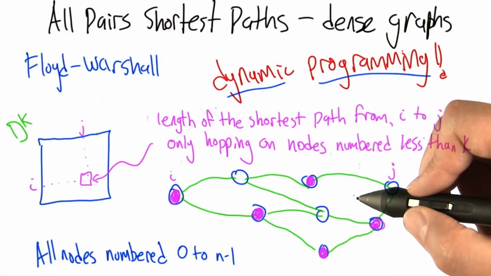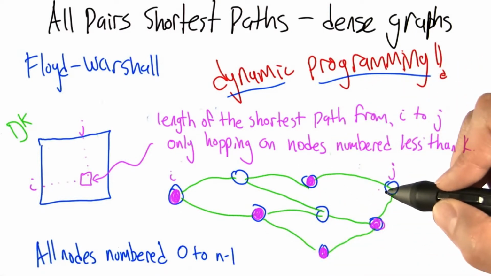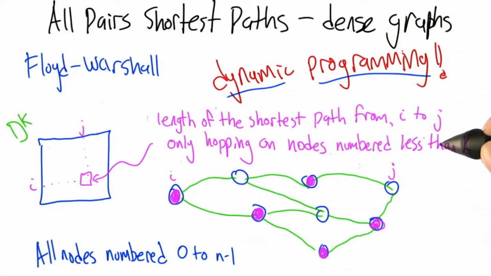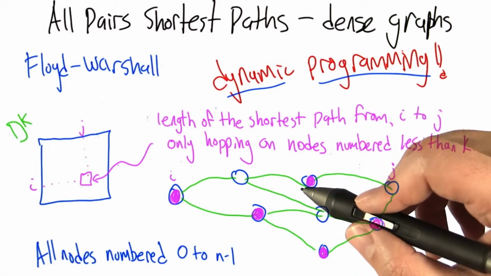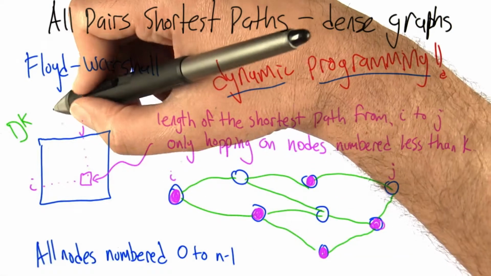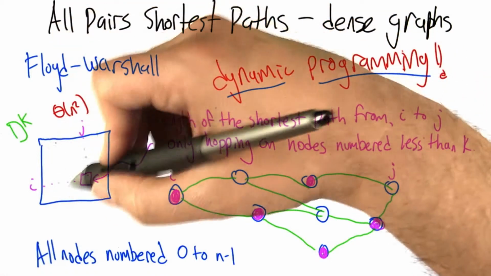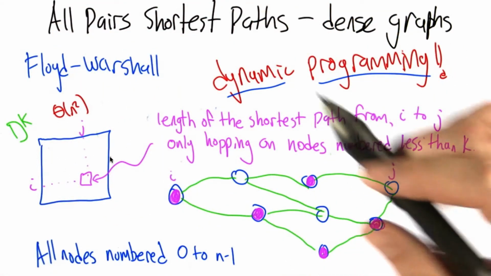But there are some pink nodes that we don't use, and there may be multiple different pink paths, but we want to know the distance of the shortest path using only the pink nodes, only the ones that are numbered less than k. So let's imagine someone very helpfully has done this for us and filled in the matrix with all those values. There are big theta of n squared values that have to get filled in. But someone's done that for us.